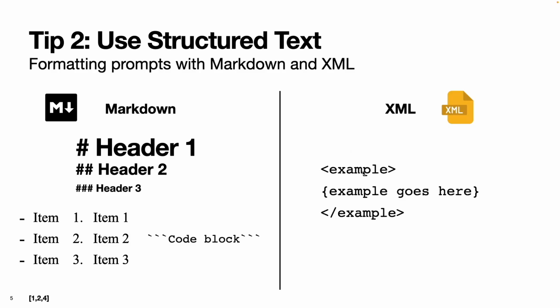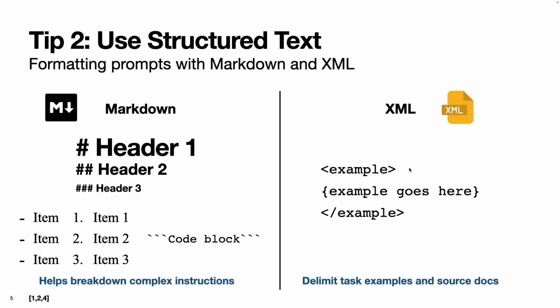This is basically the idea of adding these tags to your prompt to delimit task examples or even source documents. So we'll see some examples in the upcoming slides of this. So where Markdown is very helpful is that not only does it allow you to break your prompt into clear sections, but it also helps you break down complex instructions into step-by-step lists or into a hierarchical set of instructions. XML tends to be the most helpful when you're trying to delimit task examples and source documents.